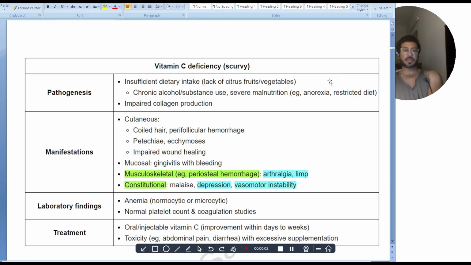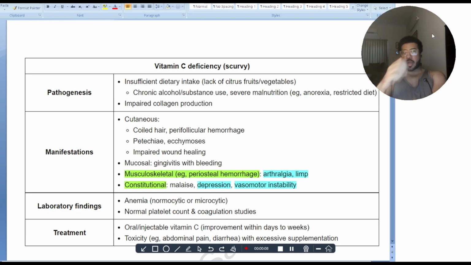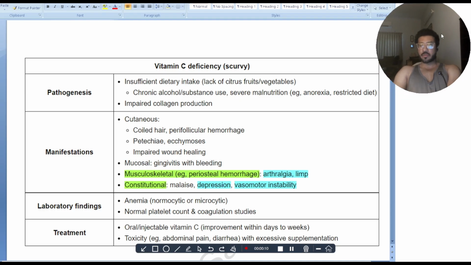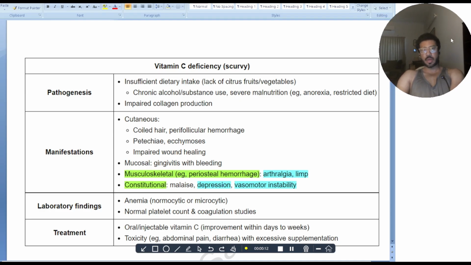So we are gonna start with vitamin C deficiency. Vitamin C deficiency is also termed as scurvy, and it has some hallmark manifestations that you guys need to keep in mind. So let's first discuss what causes it, what happens during vitamin C deficiency. What happens is basically the synthesis, collagen synthesis is impaired, that is, connective tissue synthesis is disturbed, as a result of which we get the following manifestations.